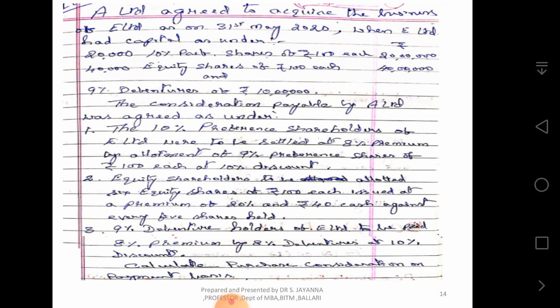Equity shareholders to be allotted 6 equity shares of 100 rupees each issued at a premium of 20% and 40 rupees cash against every 5 shares held. Coming to the debentures, 9% debenture holders of E Limited to be paid at 8% premium by 8% debentures at 10% discount. Now, you are asked to calculate the purchase consideration with this.